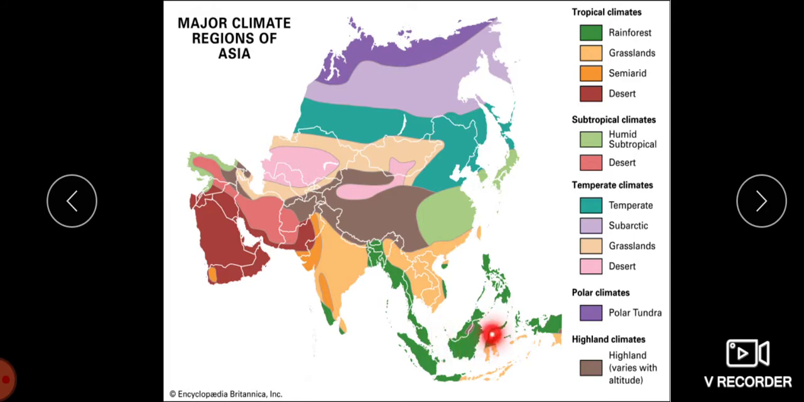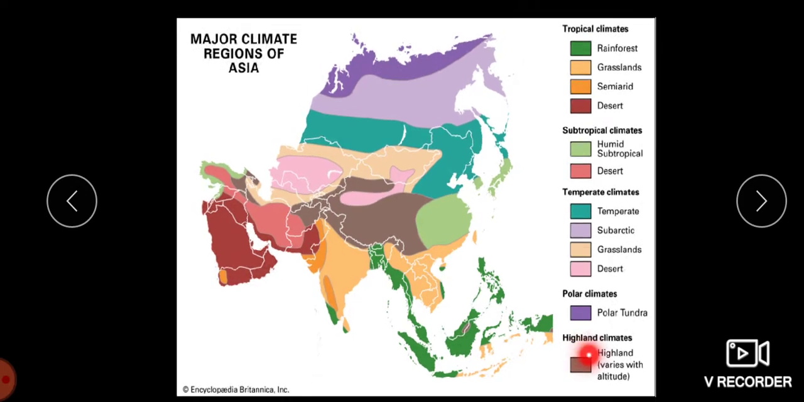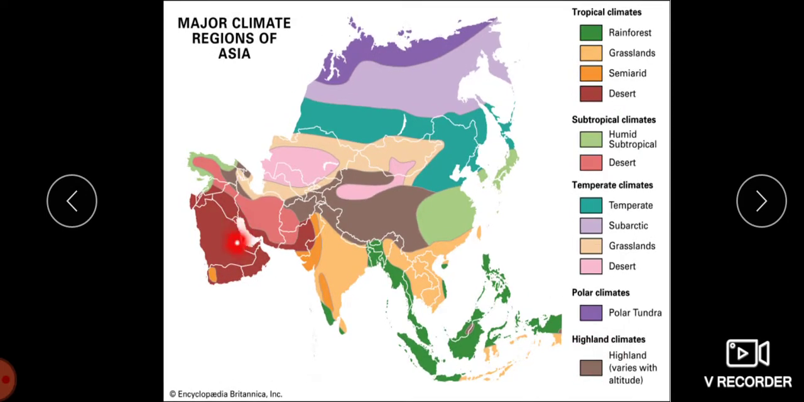All these are the rainforest areas, and this is the grasslands area. These are the semi-arid areas, and this maroon color is the desert area. Then the subtropical climate, where we are having the humid subtropical type of climate, and this is the desert area.